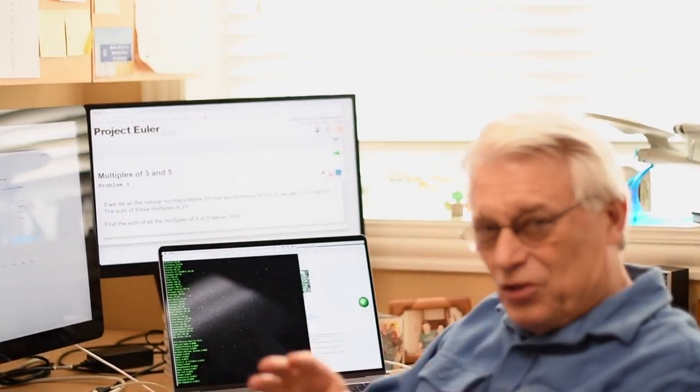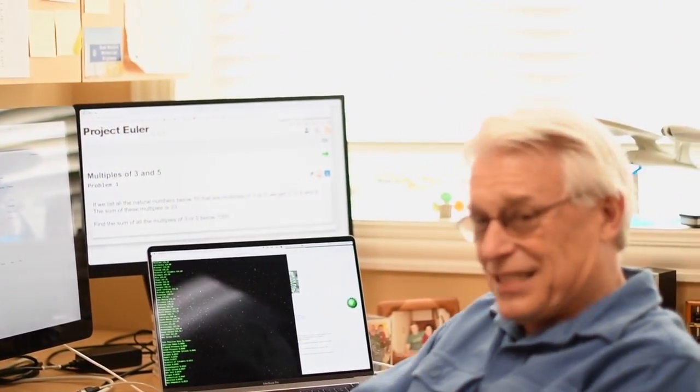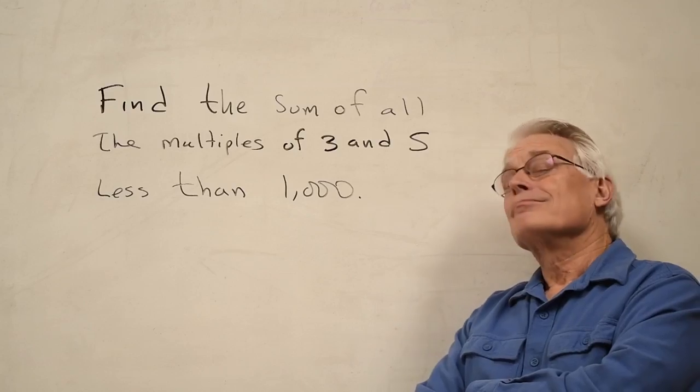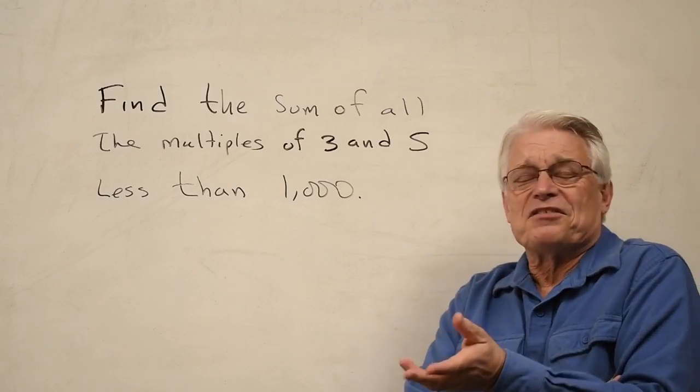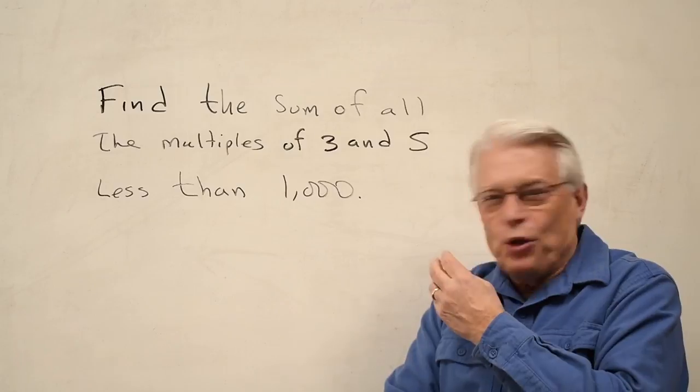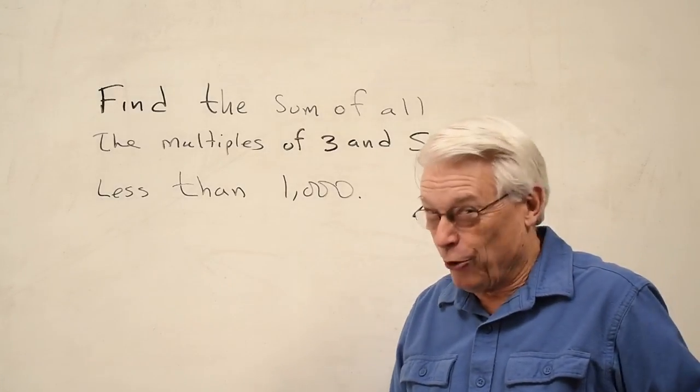The first problem in the Euler Project is a really simple one. It just asks us to find the sum of all the multiples of 3 and 5 that are less than 1,000. So, this doesn't sound hard, does it? So, let's crank up our REPL and play around a bit.